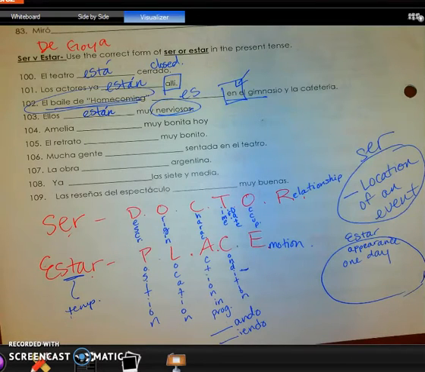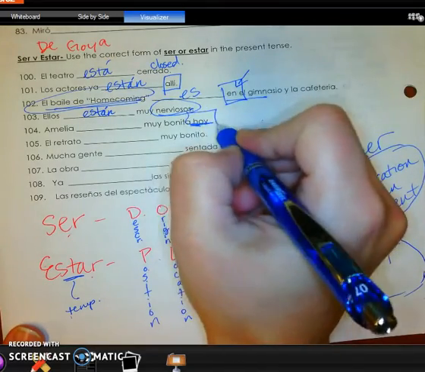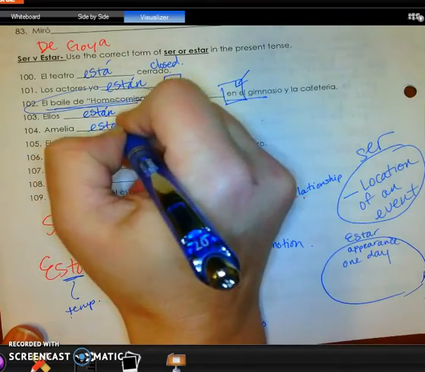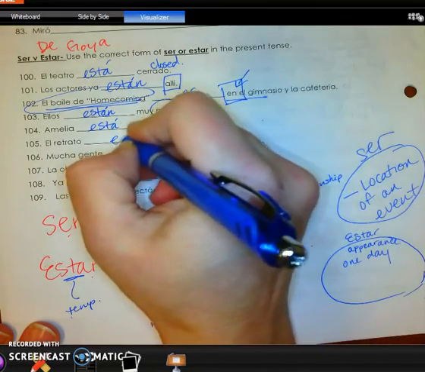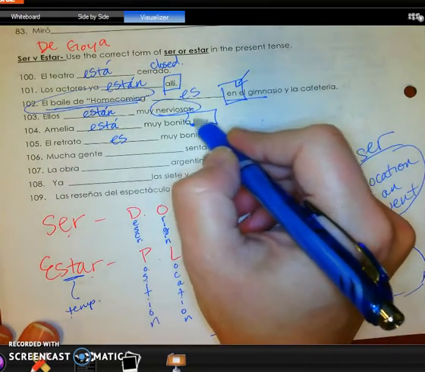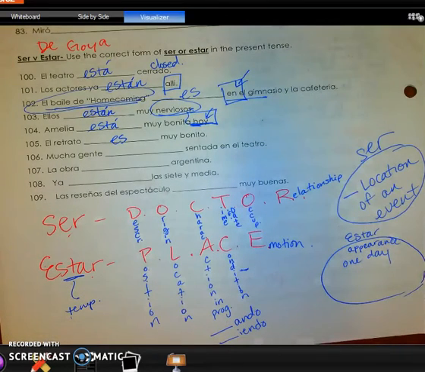Amelia. She's beautiful today. Está muy bonita hoy. El retrato, the painting. Ser, it's just a description. Literally the difference here was the word today. And today makes it temporary, right? T for temporary.